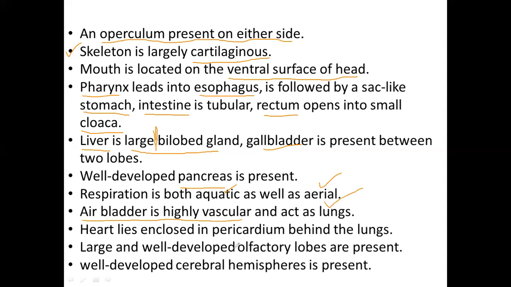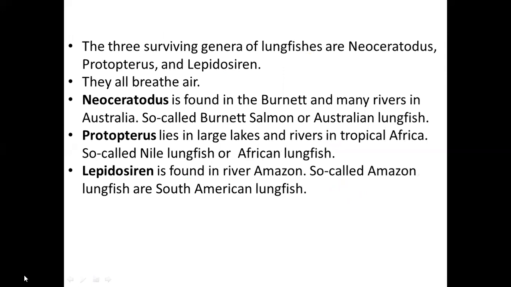The heart lies in the pericardial cavity behind the lungs. This specific cavity we call the pericardium. They have well-developed olfactory lobes and a well-developed cerebral hemisphere also. So you can say these are highly developed kinds of fishes.